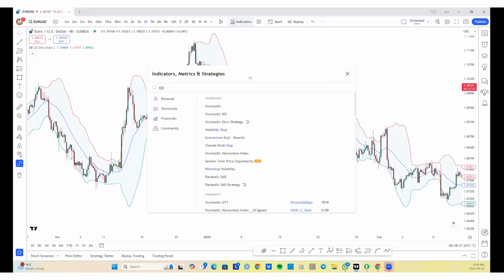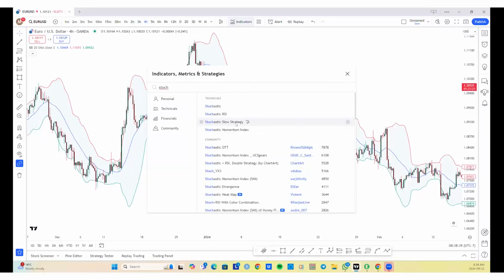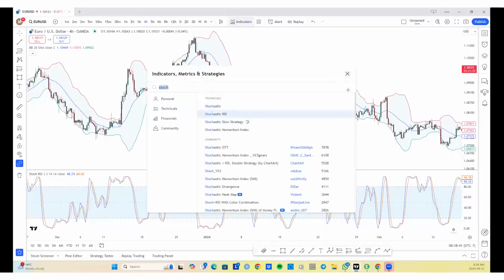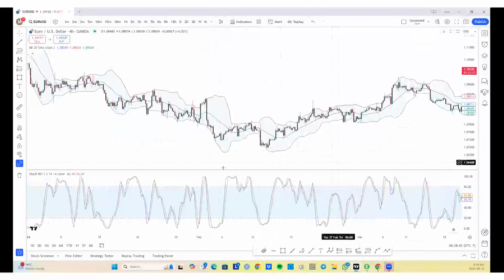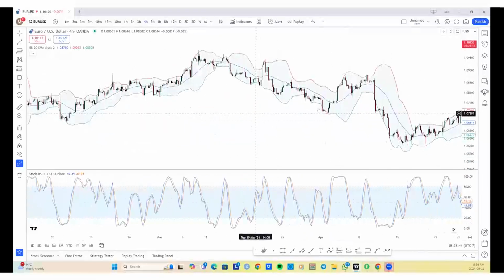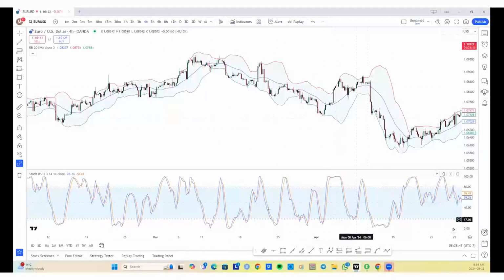There you go, I did it. Okay, so then I just click, and we can see here that we have the Bollinger Bands added to the chart, also accompanied by the stochastic RSI.